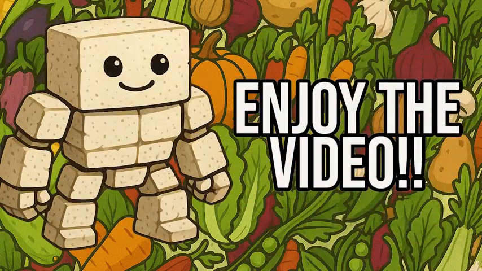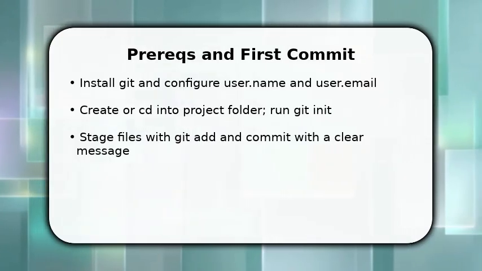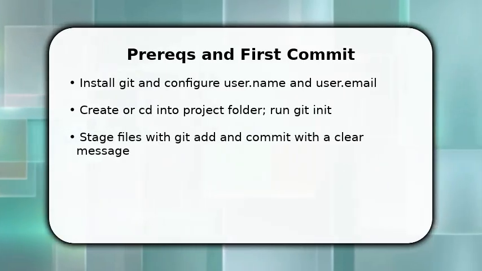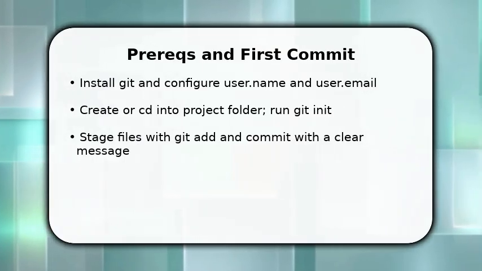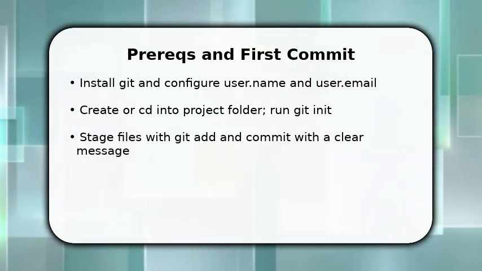Please enjoy the video. You have Git installed and configured. Now let's start. First, open your terminal and cd into the project directory. Run git init to create a repository, then git status to see untracked files. Stage specific files with git add file-name, or all with git add . Commit with git commit -m "initial commit".